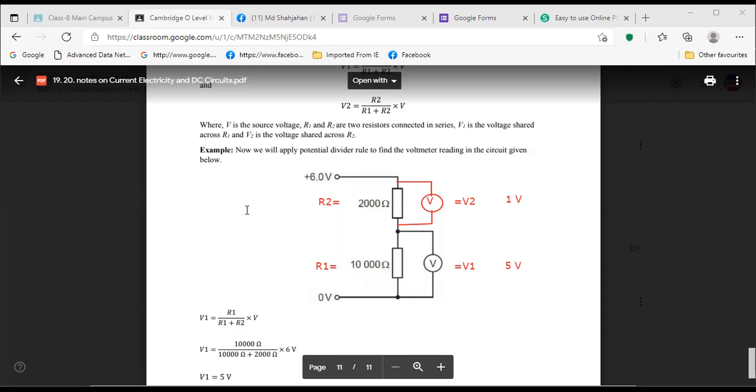Here we have 2000, 10,000. Maybe other places there will be 5,000, 6,000, this way. So any value we are getting, we can calculate it using this formula. Okay, so potential divider is done. Any questions here in potential divider?